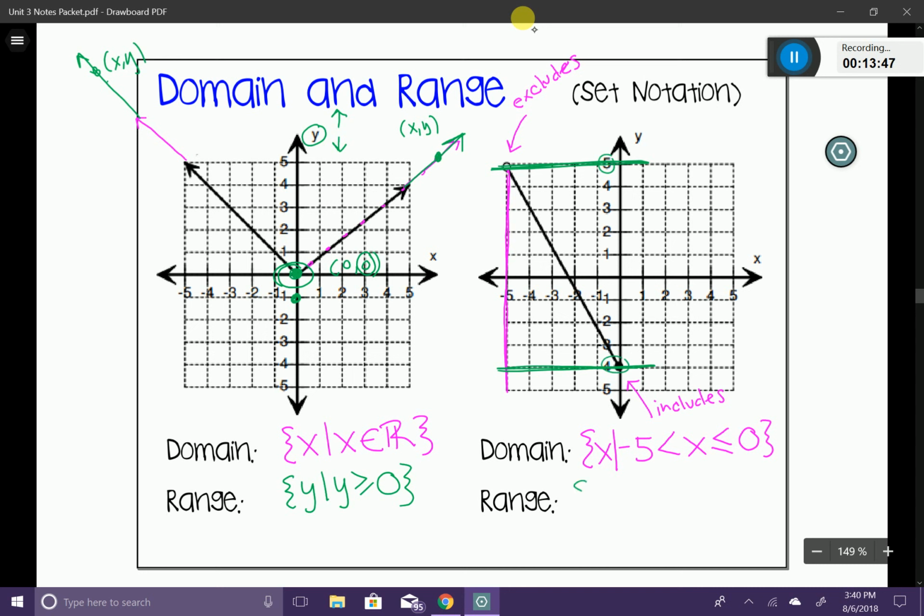So to represent that, I'm going to say y such that my lowest number, which is included, is less than or equal to y, which is less than 5, not included. Unfortunately, there's no canned answer for these types of problems. You truly have to be thinking about the graph and all of the little bits and pieces that go along with it.